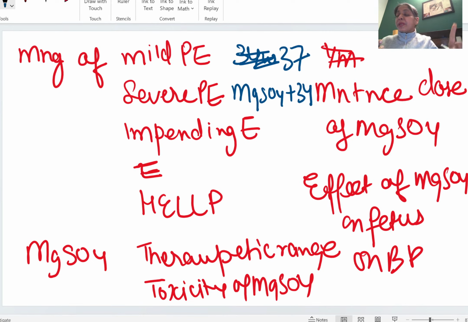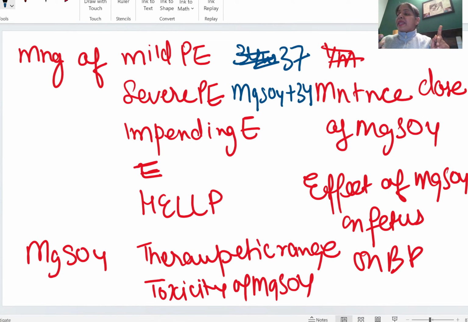What is the management of eclampsia? Airway management. Maintain the airway. Then give magnesium sulfate. Then give antihypertensive. Then terminate immediately. Don't wait. What is the management of HELP? You can wait for betamethasone. If the pregnancy is premature, you can wait for betamethasone. HELP is not an emergency.